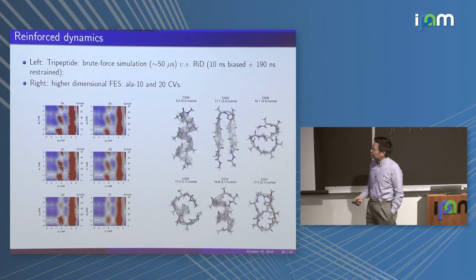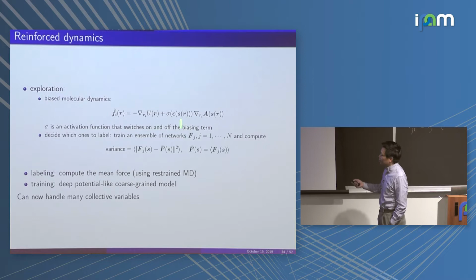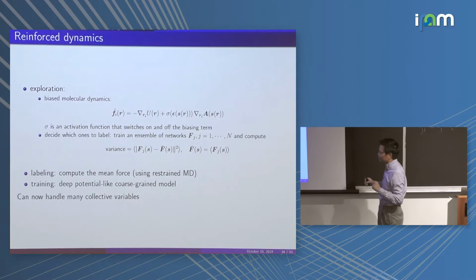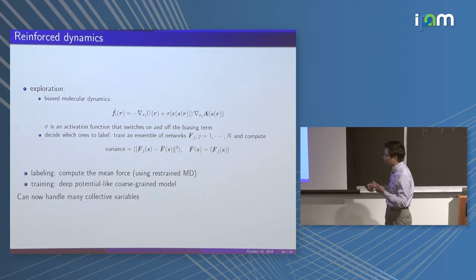Okay, so the advantage of this kind of idea compared with metadynamics is that now we can work with many collective variables. Metadynamics is limited to fewer than 10 collective variables. So in that case, you really have to make sure your collective variables are the right ones. If you want to look at some sort of a reaction, and the collective variables are not the right reaction coordinate, then you're really in serious trouble. So now we can handle many collective variables, so we don't have to be as careful with the choice of the collective variables.